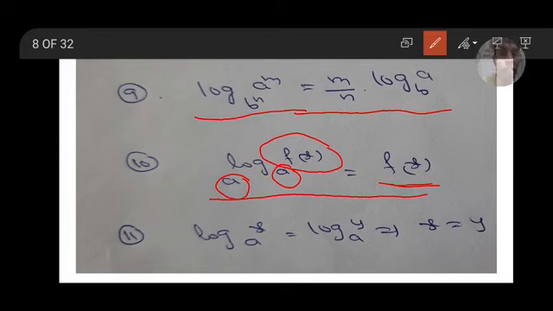Next, the last property: logarithm of x to the base a equals logarithm of y to the base a. Means the two logarithmic values with the same base are equal, then x equals y, the numbers are equal.